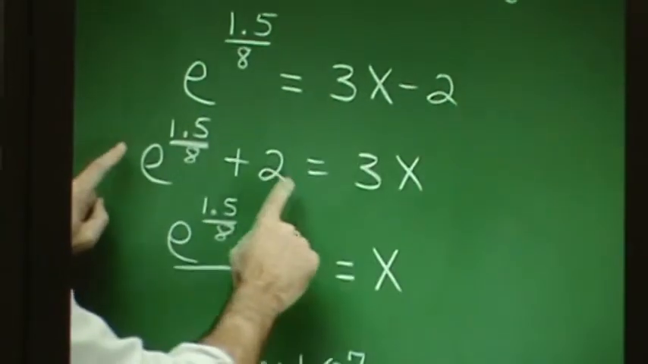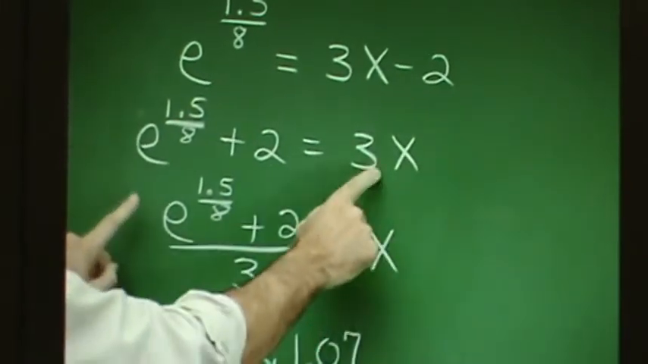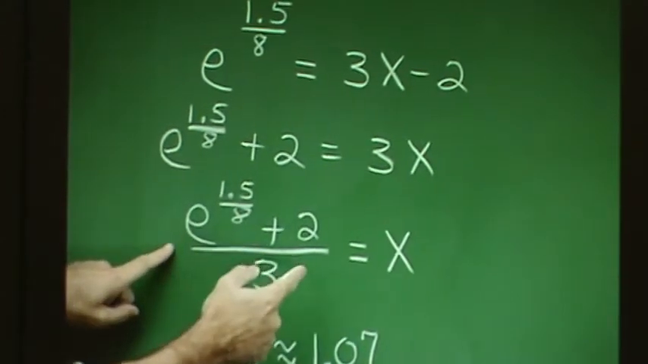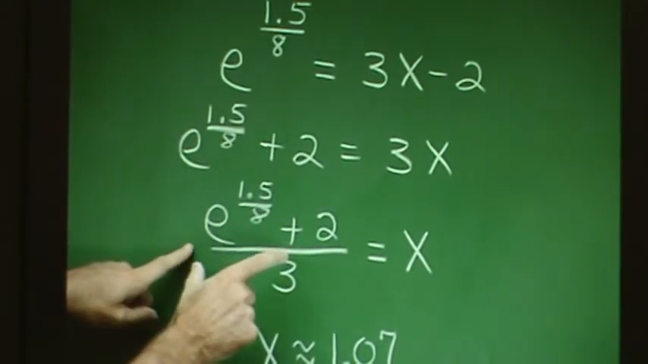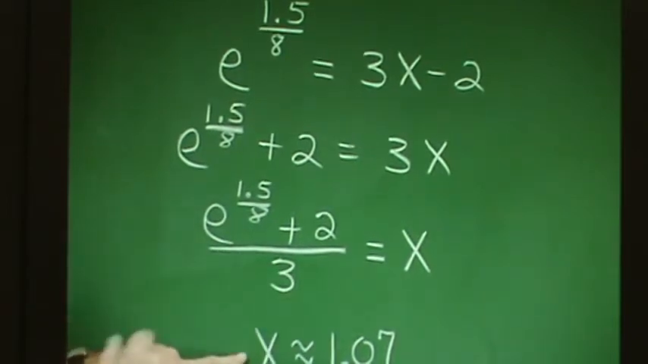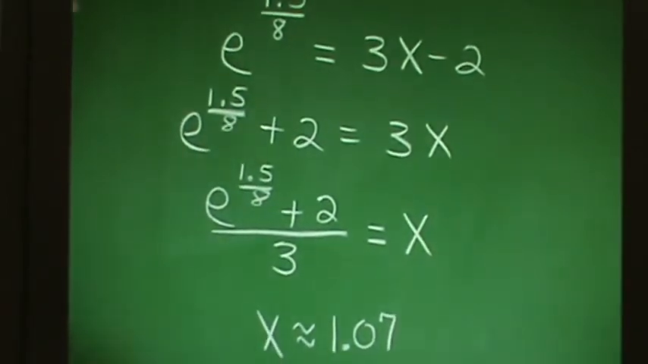We'll add 2 on both sides to give us this. We'll divide on both sides by 3. And now we need to enter this fraction into the calculator, you see. And that becomes a greater challenge than any of the other parts, possibly. At any rate, we find x to be approximately 1.07.